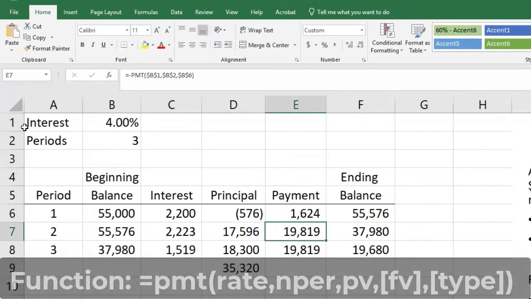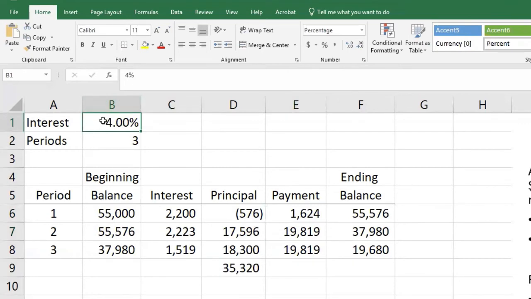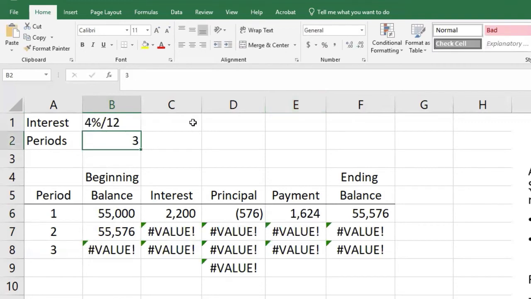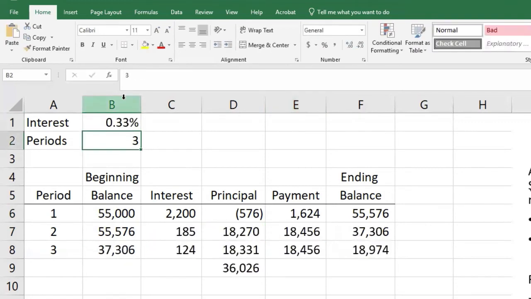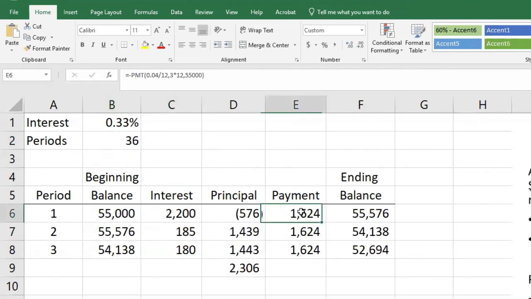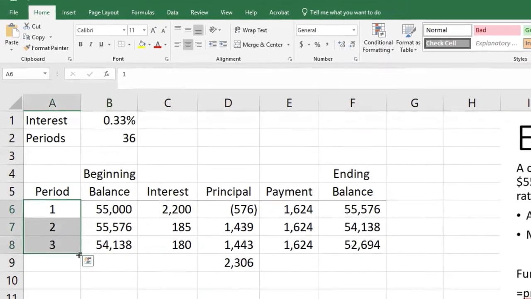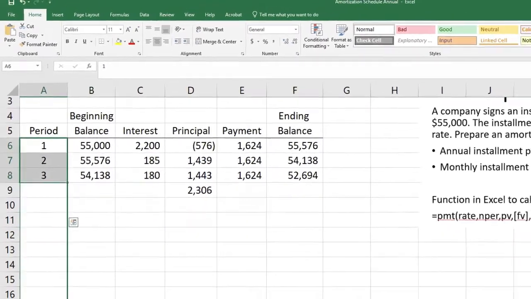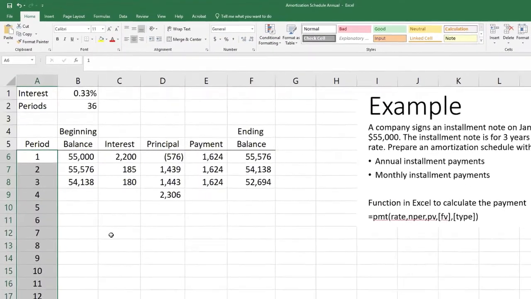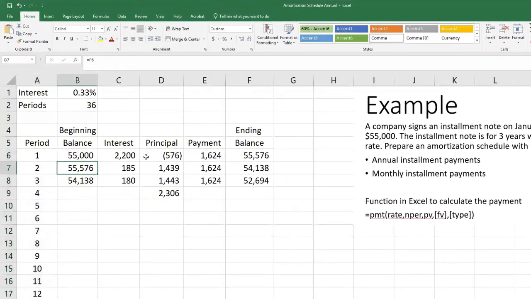Or I can change it up here, which is a better choice. So I can just divide this by 12. Got to get my equal sign in the front. And multiply this by 12. So now I have a new payment, and I'm going to extend my periods out to the 36 periods. And then I'm going to make some corrections here. My payment's going to remain the same, $16.24 all the way down.